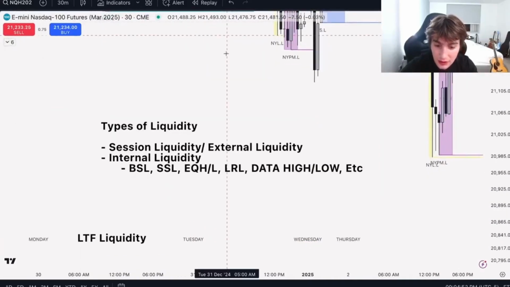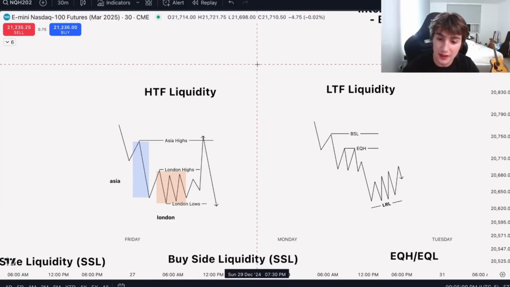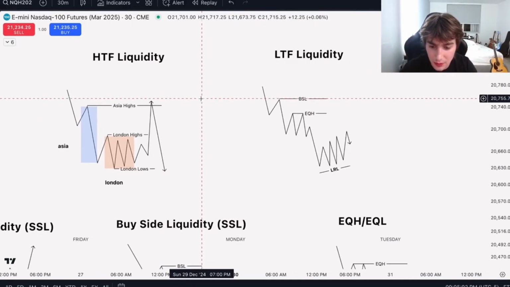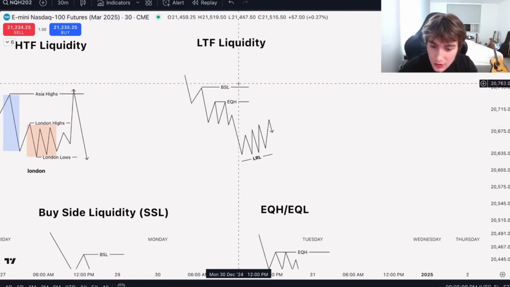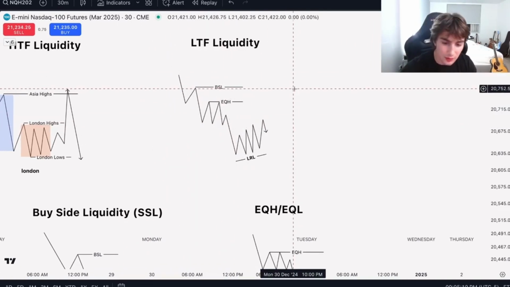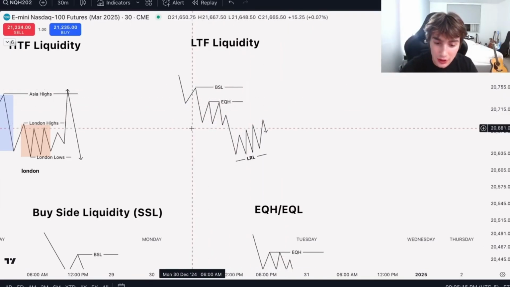Okay, so that's really going to be your higher time frame liquidity, understanding just session highs, session lows. Definitely get some sort of session indicator, which is going to help you a lot, or just learn to understand when these sessions are. And then there's lower time frame liquidity, which is super rough. You have buy side liquidity, sell side liquidity, equal highs, equal lows, low resistance liquidity.